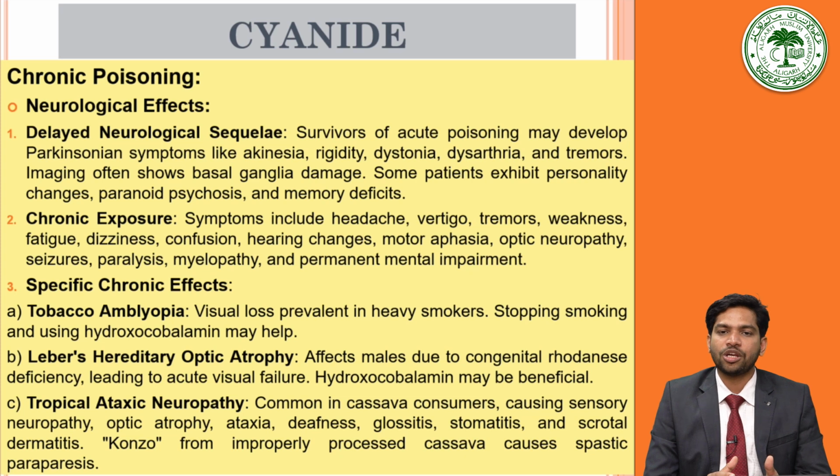Then Leber's hereditary optic atrophy is also seen in the case of cyanide poisoning. It affects males due to congenital rhodanese deficiency. They are not able to metabolize the cyanide, leading to acute visual failure. Hydroxocobalamin may be beneficial in these patients. Then tropical ataxic neuropathy is also seen, common among cassava consumers, causing sensory neuropathy, optic atrophy, ataxia, deafness, glossitis, stomatitis and scrotal dermatitis. Konzo from improperly processed cassava causes spastic paraparesis.